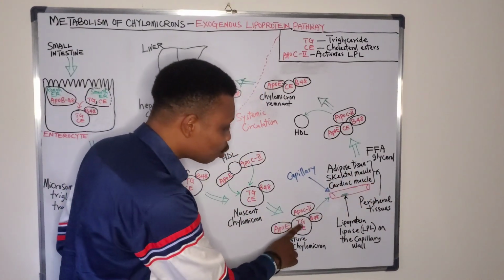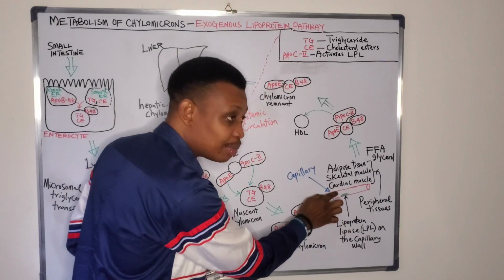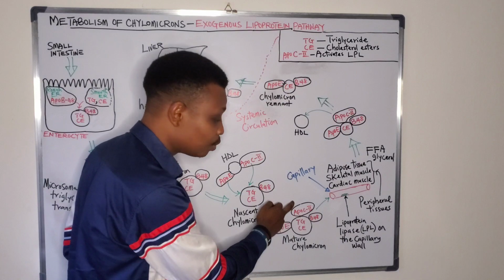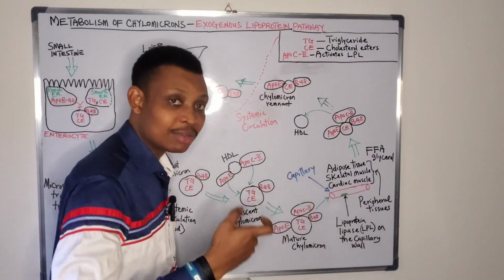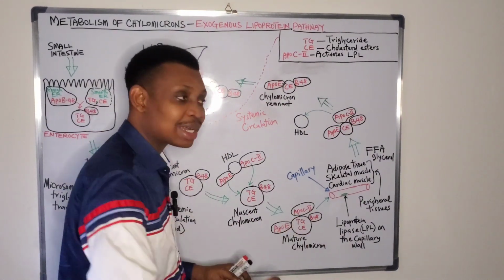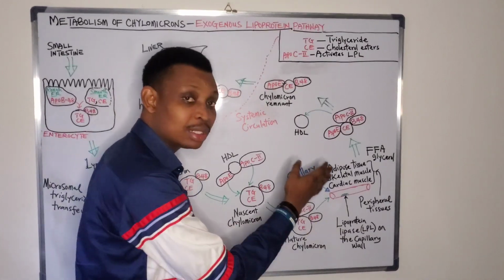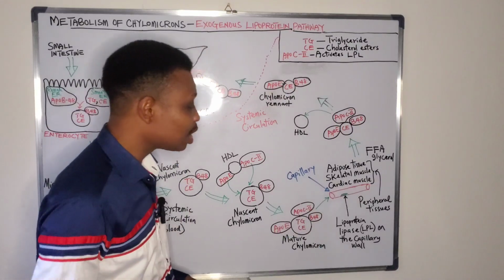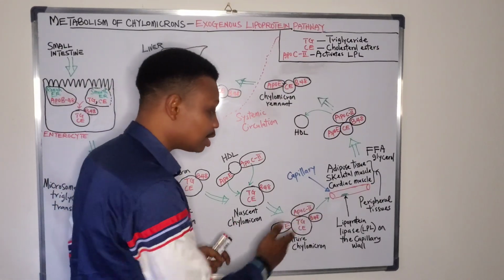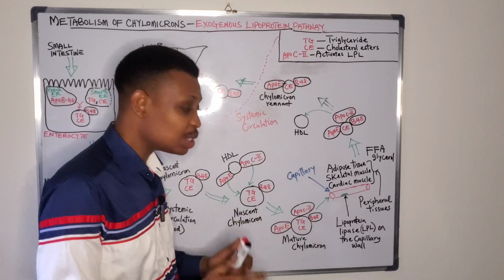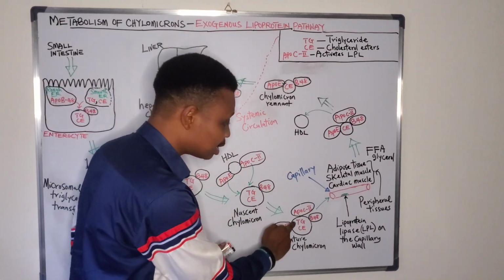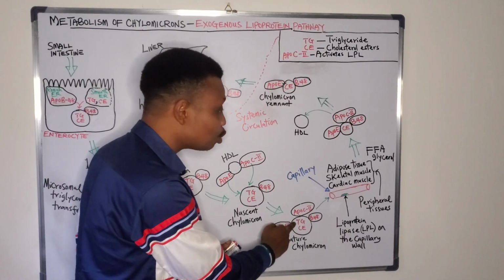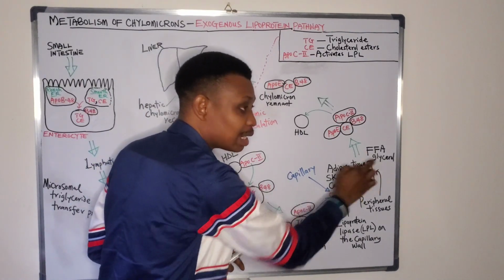Now, in trying to pass, once it gets into the capillaries, as a result of the presence of ApoC2, this lipoprotein lipase will be activated. So ApoC2 activates lipoprotein lipase, or stimulates the activation of lipoprotein lipase. And once lipoprotein lipase is activated, it will hydrolyze triglycerides. So lipoprotein lipase will break down triglycerides to form free fatty acids and glycerol.